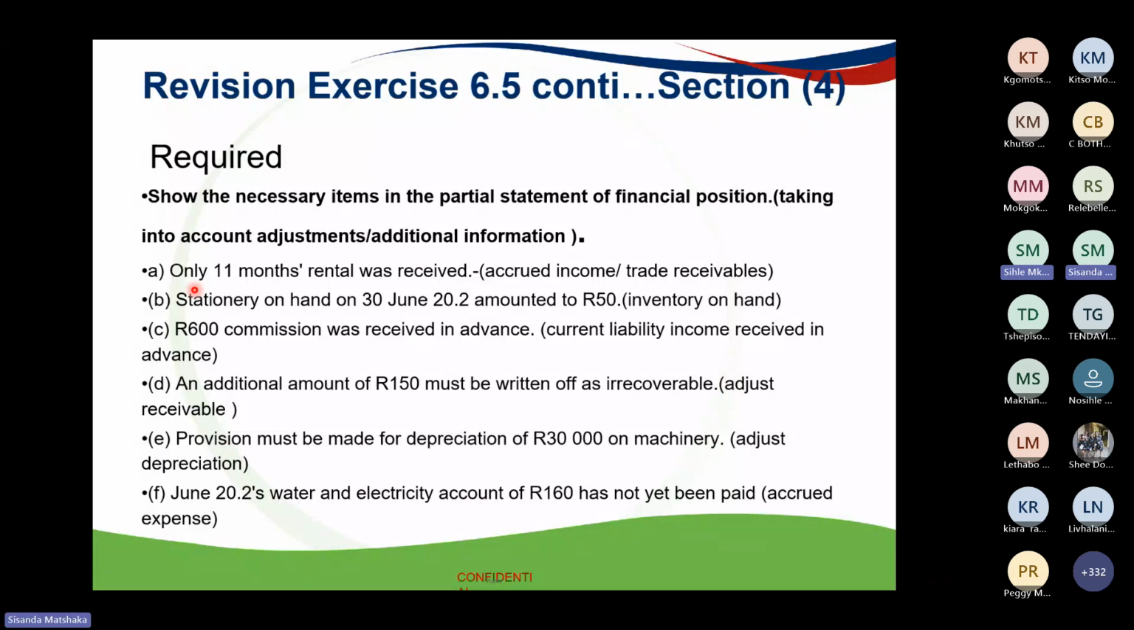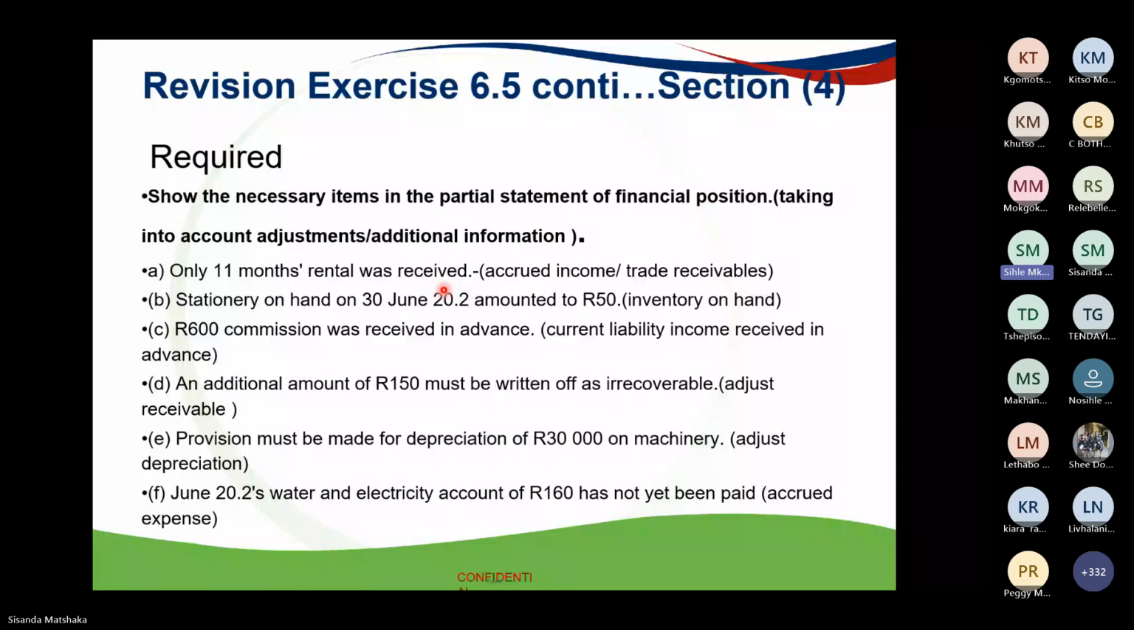So one item, which is item number A, relates to indicating that only 11 months rental was received. So obviously, you've already seen the amount of 6,600 on that extract information above. What you need to do is take that 6,600 and divide it by 11, and now you know that the monthly rental is actually 600. Since they paid for 11 months, it means there's an accrued income of 600 rand, which is a kind of debt that will be added to your debtors control account.